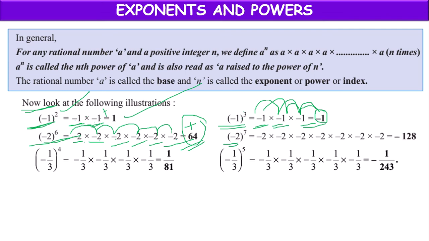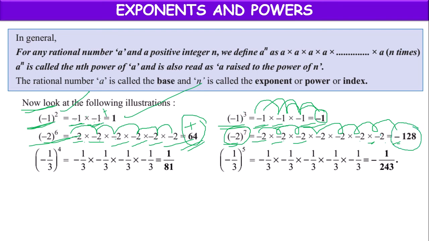Whereas minus 2 whole power 7, if we do the expansion and check the value: minus 2 into minus 2 into minus 2, 7 times. Minus into minus plus, plus into minus minus, and so on. On the whole, it will have minus, 2 into 2 into 2 into 2, 7 times. If you multiply, we will get 128.